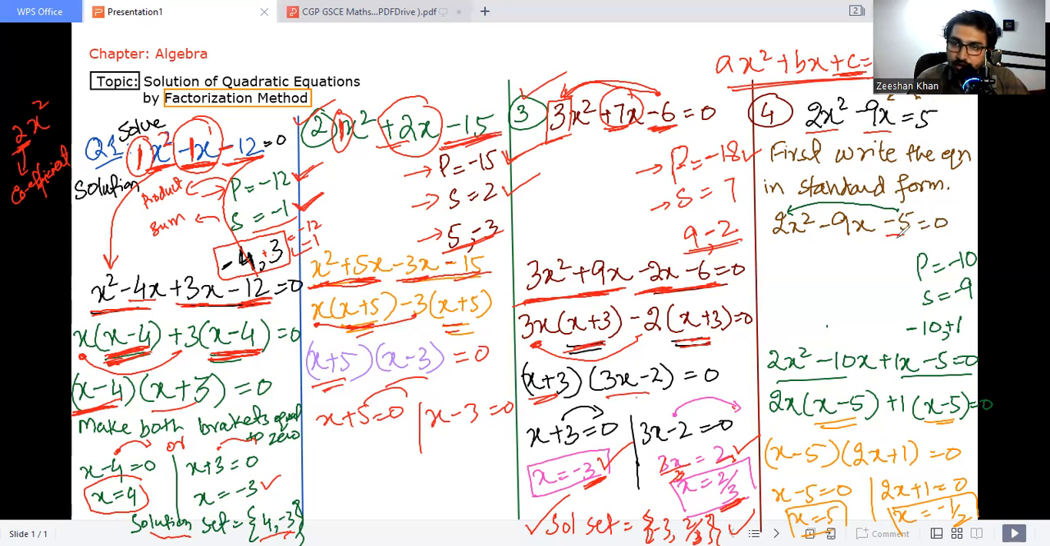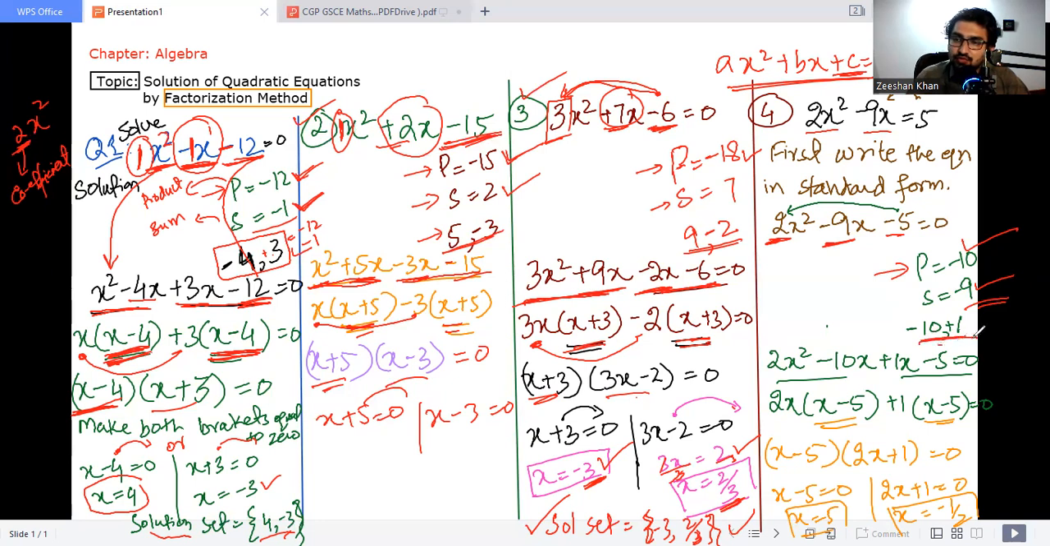We got this one. Now the product is not negative 5 because there is a 2. Okay, there is coefficient 2 with x squared. So therefore, you will multiply this negative 5 with that 2. So the product is negative 10 and the sum is negative 9. We will again choose two numbers. When we multiply them, we get negative 10. And when we add them, we get negative 9. So negative 10 and 1. When you multiply them, you will get minus 10. When you add them, you will get minus 9.